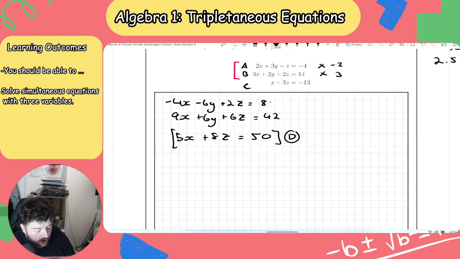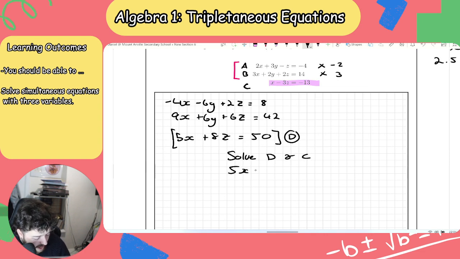Now, if you look here, I have an equation in x and z. I have another equation of x and z here, so I can solve these simultaneously now. Right? So I'm going to solve D and C. So I have 5x plus 8z equals 50. And I'm going to have x minus 3z equals minus 13.